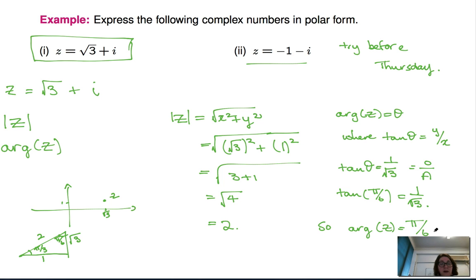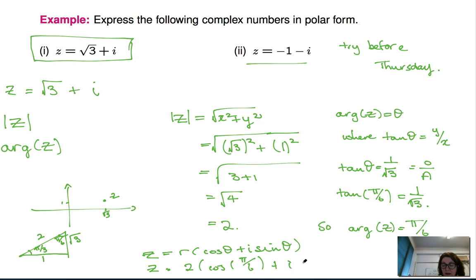So writing z in polar form is z equals r (cos theta plus i sine theta). So in this example we have z equals 2 (cos of pi on 6 plus i sine of pi on 6). And that's our complex number z in polar form.